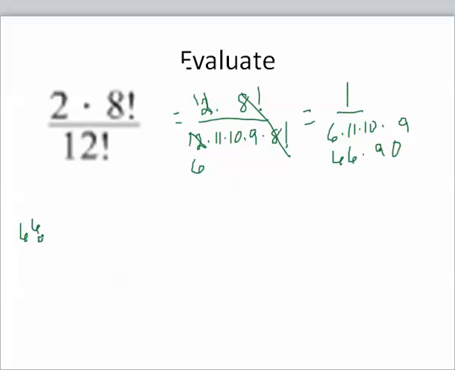66 times 90. 6 times 9 is 54. Carry your 5. That's 54 and 5 is 59. So I get 5,940. So this thing all equals 1 over 5,940. Cool? Okay.